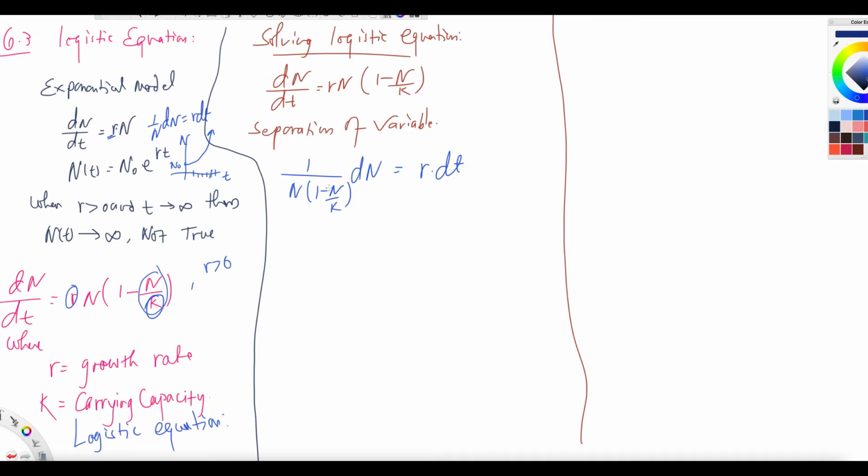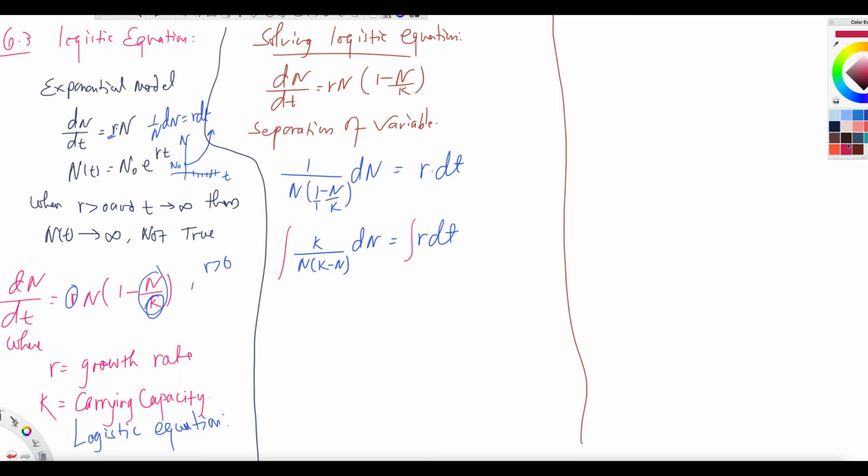Okay. Now you see that these are separated. So I want to integrate on both sides. But before integration, what I want to do is I want to make the same denominator here and then move that k there. So what do you get? You will get k over n times k minus n dn equals to r dt. You see that? Now what we do next is we integrate on both sides.